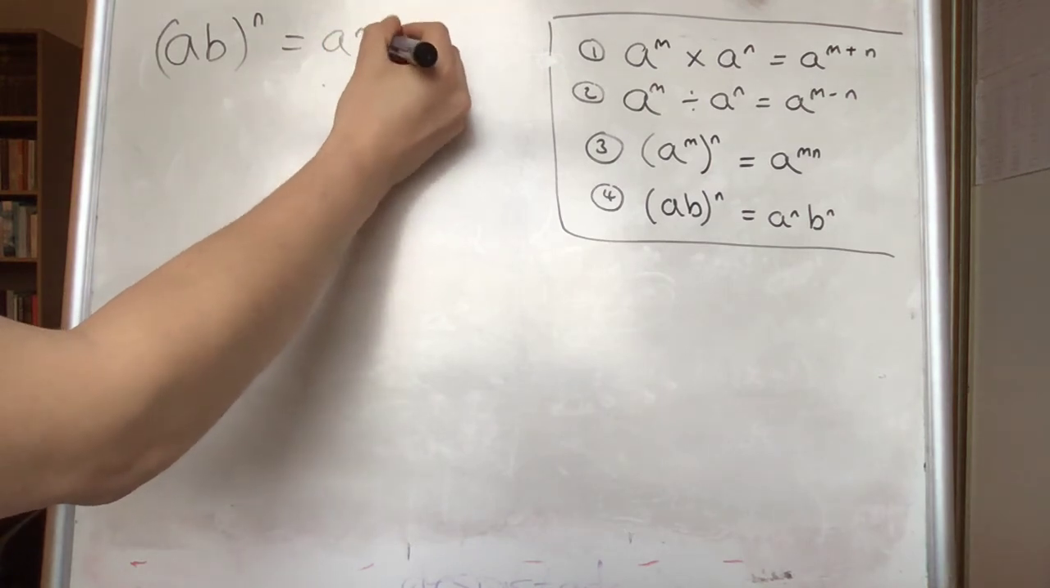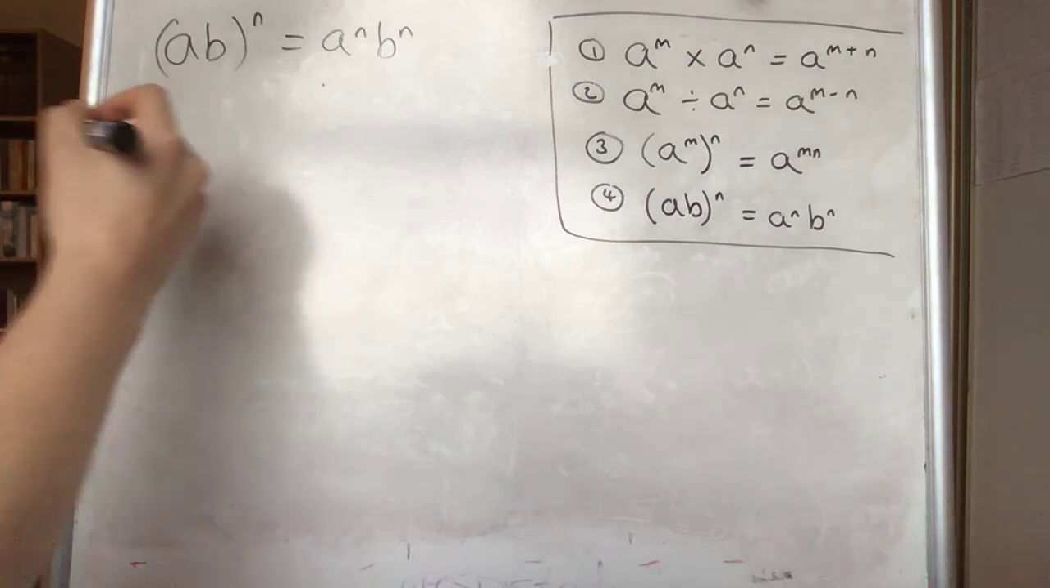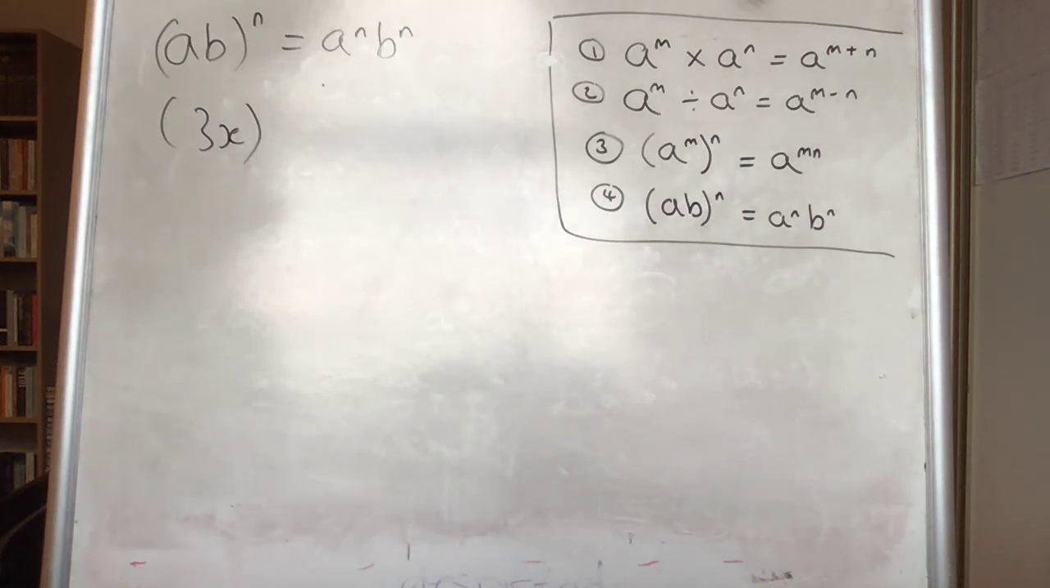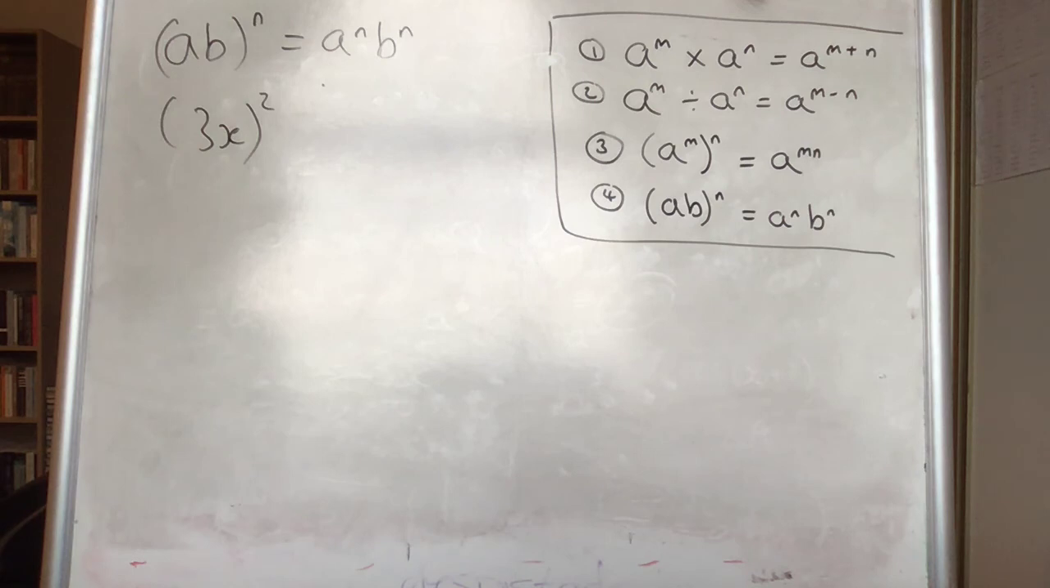power of n multiplied by b to the power of n. In other words, we are applying the power n to everything inside the bracket. So let's say we had 3x, and we raised that to the power of 2. What do you think we would do?